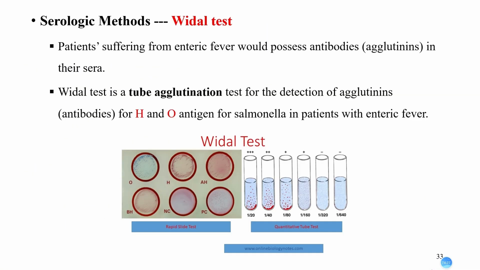There is a specific test called the Widal test. So a patient suffering from enteric fever would have some antibody in their serum. So you collect the patient's serum, the patient's blood, and check whether there is specific antibody in the serum. So you can run the Widal test as a rapid slide test. So that's a quick agglutination. You can also run the agglutination in tubes. So that's the quantitative tube agglutination test.